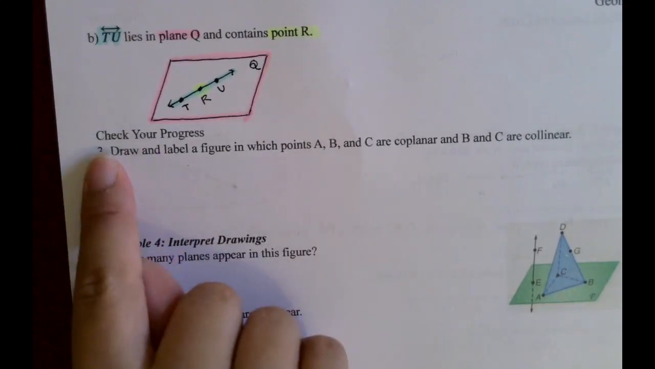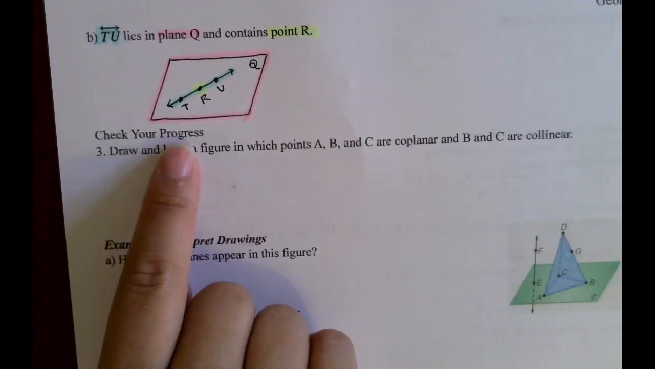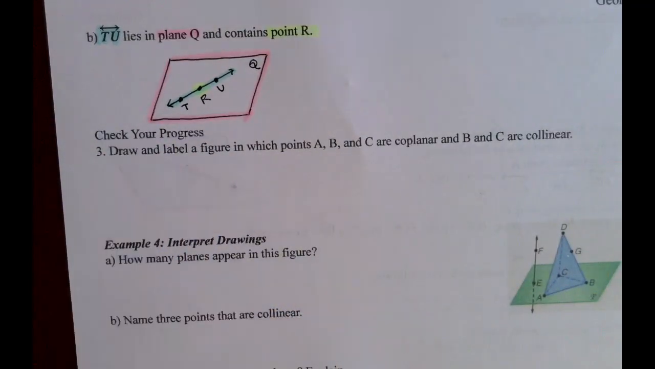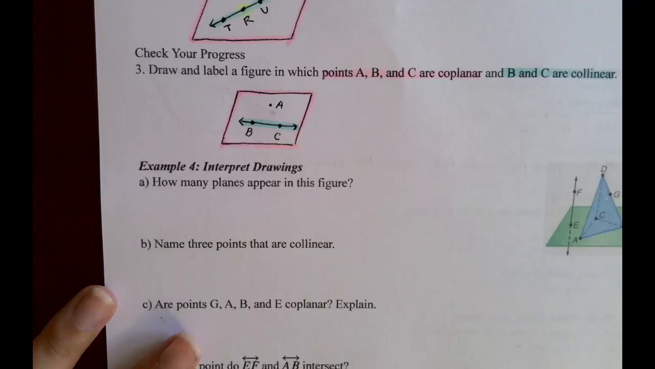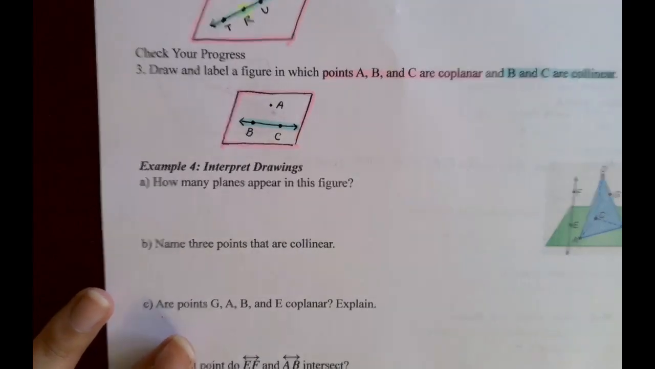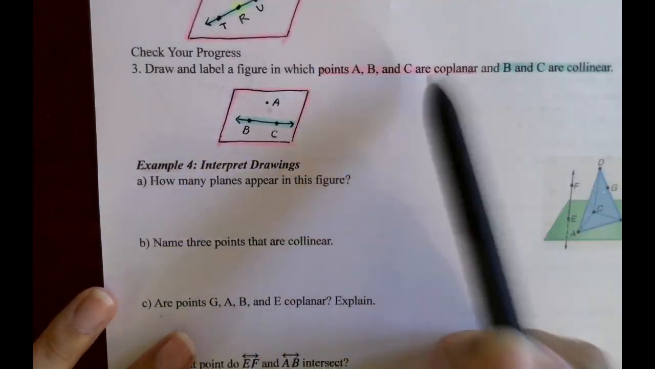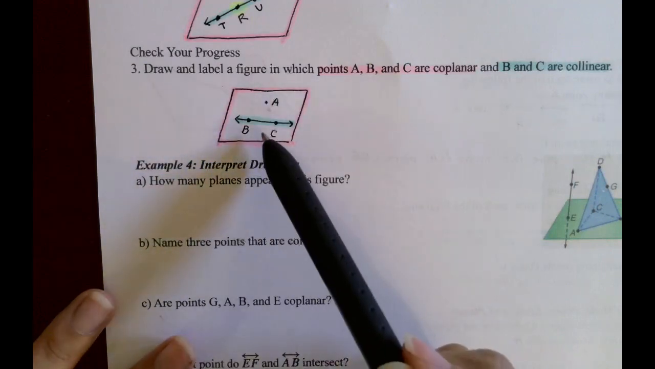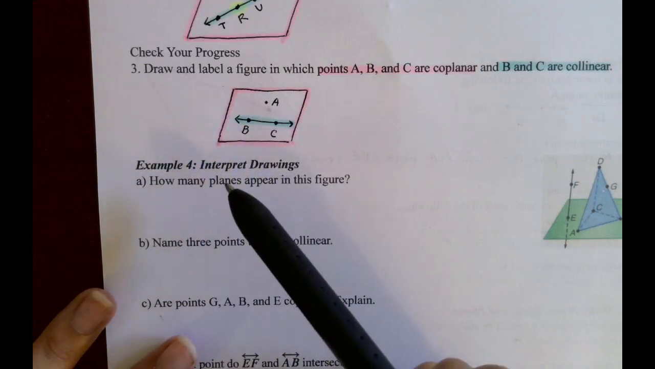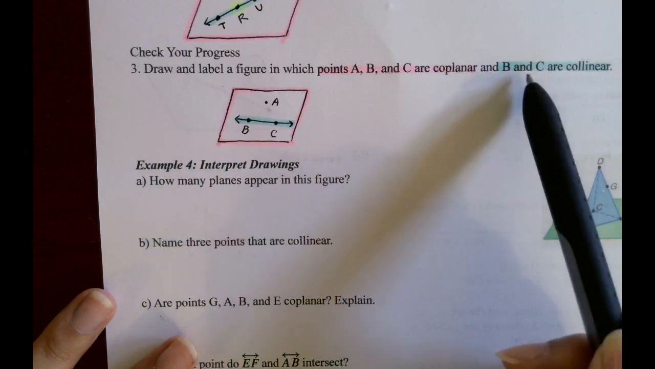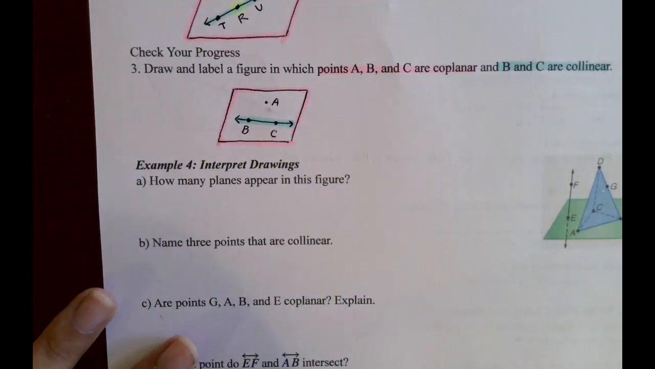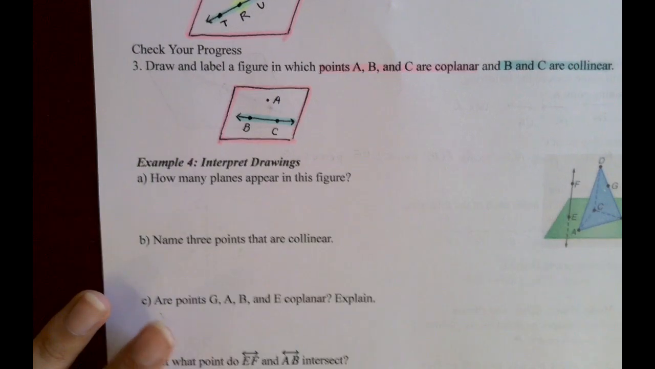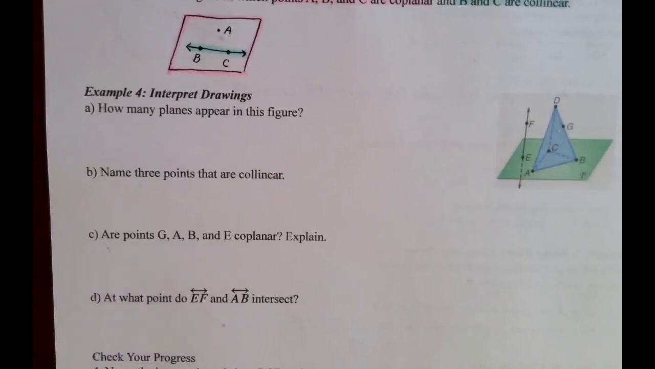This one is actually check your progress, so it comes right after the example, check your progress number 3. Draw your picture and then come check it. This is just a sample answer. What I would be looking for is a sheet of paper with 3 points on it, A, B, and C, and then the line going through B and C. Okay, that's it. Next is example 4.